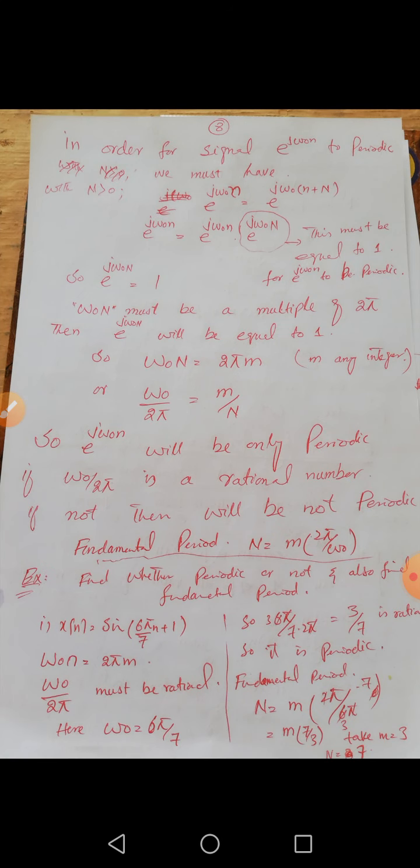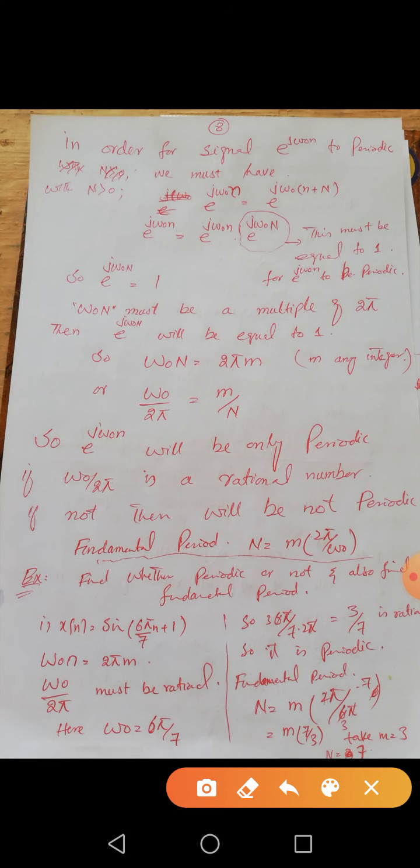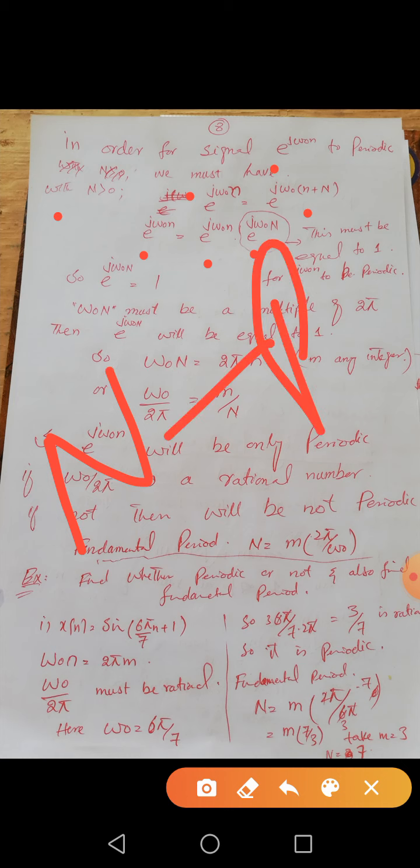So in order for the signal e power j omega naught n to be periodic with period capital N greater than 0, we must have e power j omega naught n equal to e power j omega naught (n plus N). So e power j omega naught n is equal to e power j omega naught n into e power j omega naught N, where capital N is the period.